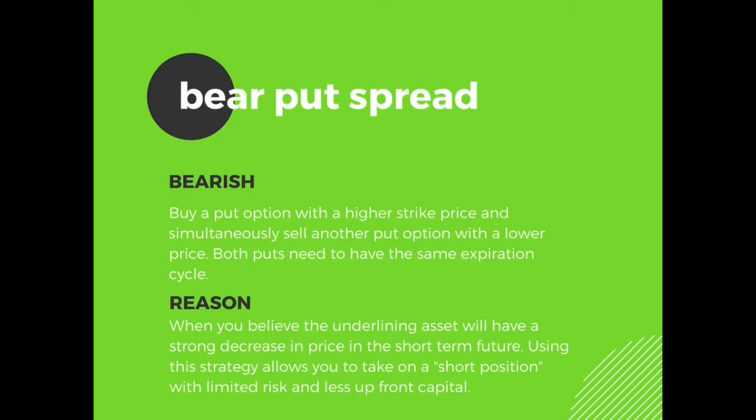Now, as we learned in episode 1, the bear put spread is a bearish position. It requires the trader to purchase a put option with a higher strike price, at the same time selling another put option with a lower strike price. Both puts need to have the same expiration date.